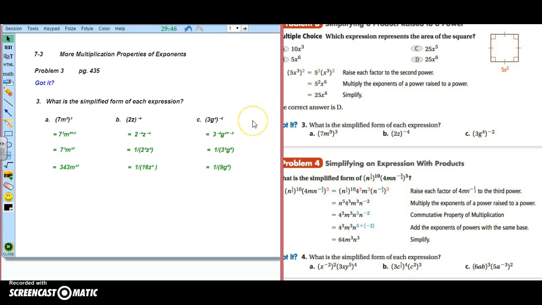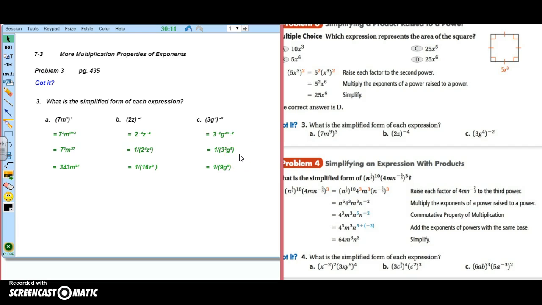Part C says 3g to the 4th in parentheses raised to the -2. Again, that -2 is going to go with both pieces. So the -2 goes to the 3, and the -2 goes to the g to the 4th. So 4 times -2 would be -8. Again, since they're both negative, they have to move to the denominator.